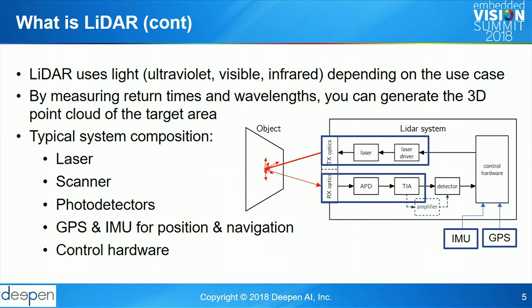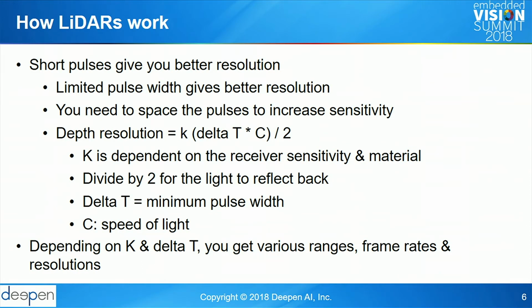And especially for geospatial use cases, they always have to couple it with GPS and IMU, because they use that to triangulate the point cloud that they're collecting. And obviously, you need a bunch of control hardware. So typically, you want to have very short pulses. The shorter the pulse, the better resolution and accuracy that you're going to get. Maybe I'll talk about it in the next slide. But anyway, let's continue.